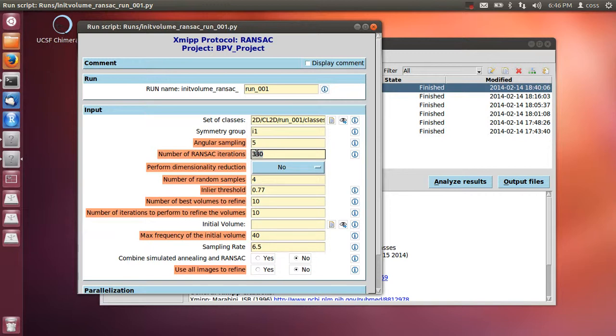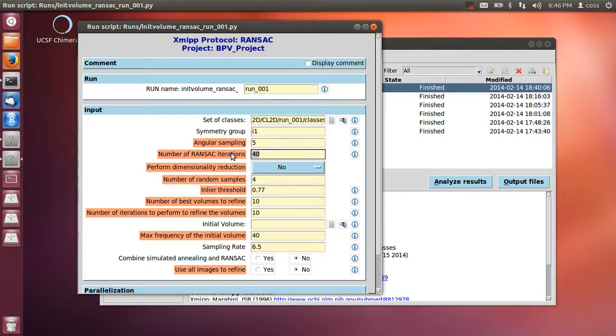There's some theoretical justification for this funny number. If your particle is easy, you may perform many fewer iterations. So you assign randomly Euler angles to 4 classes, and you repeat this 40 times. Okay, so now you have your random volume. Your random volume, most of the time, will be very bad.